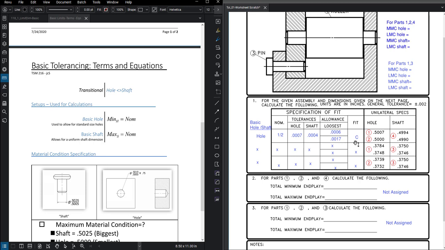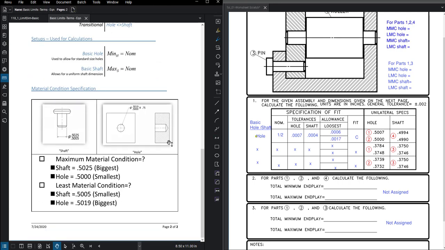So always good to just double check and make sure you've got the right numbers. Now, another terminology that gets used a lot, talking about the different limits on a dimension, they can be referred to as maximum material condition or least material condition. So we need to look up here and think about whether we're talking about a shaft component or the hole that's being defined.